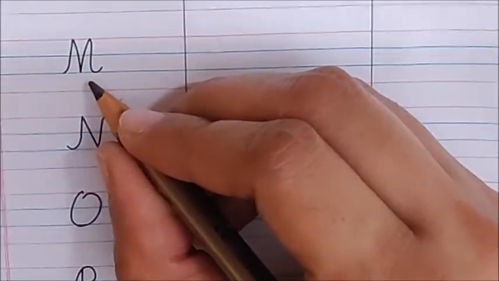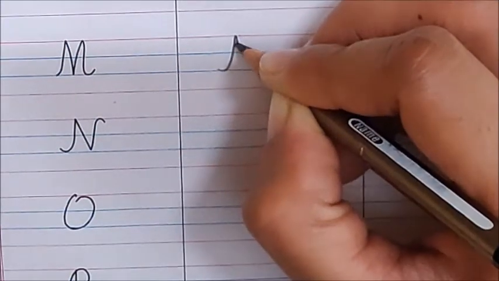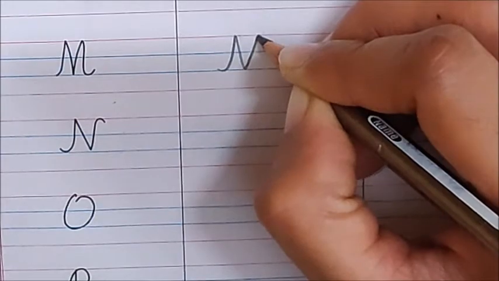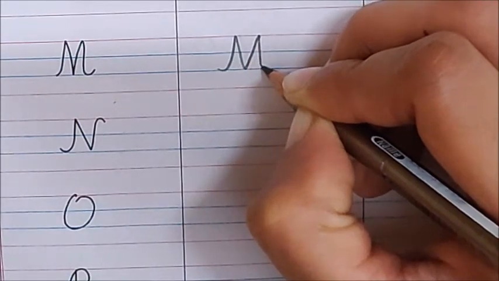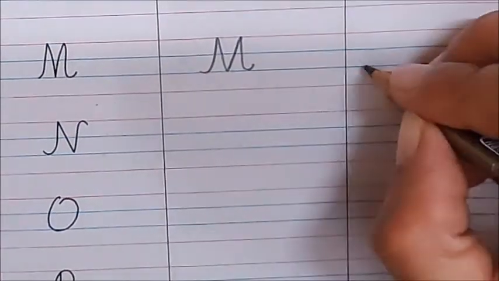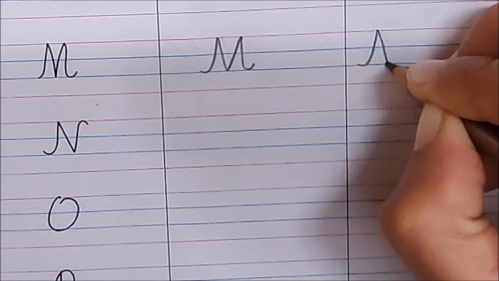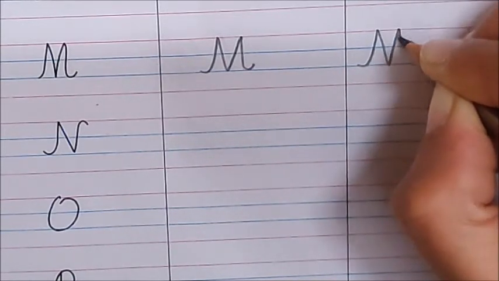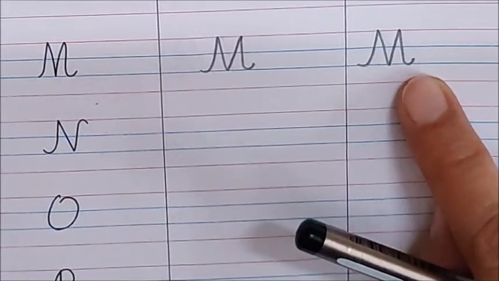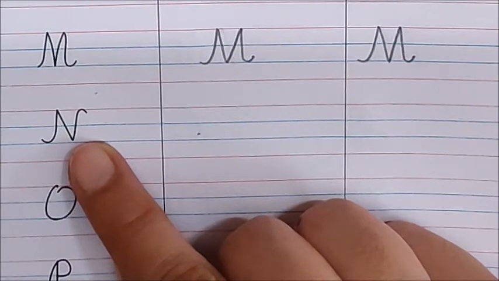This is letter M. Go up, touch the red line, slanting line, touch the lower blue line. Again go up, down, and bring it up like this. Very easy. Again go up, down, up, down, and bring it a little up. M. The next letter is N.